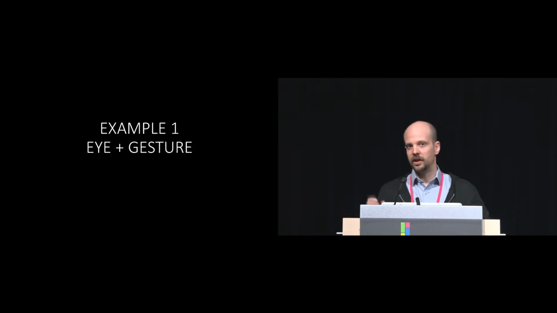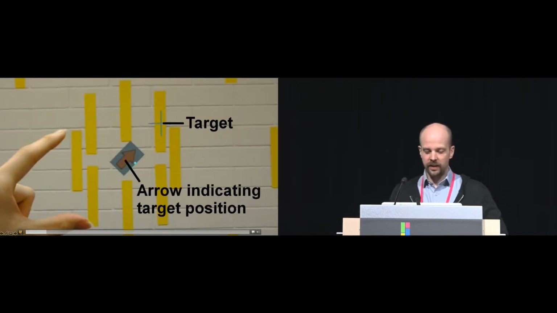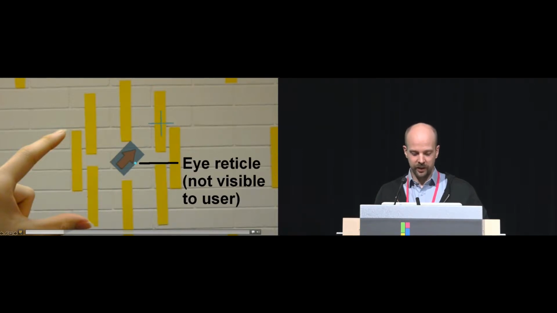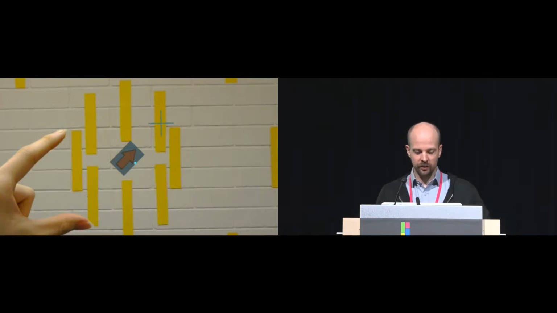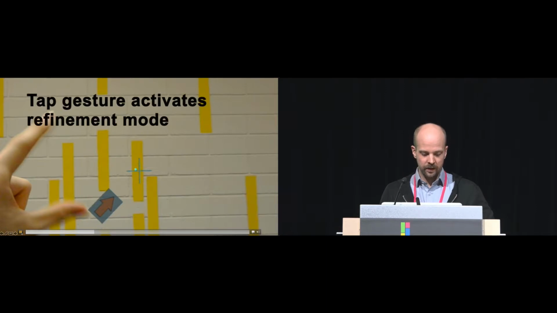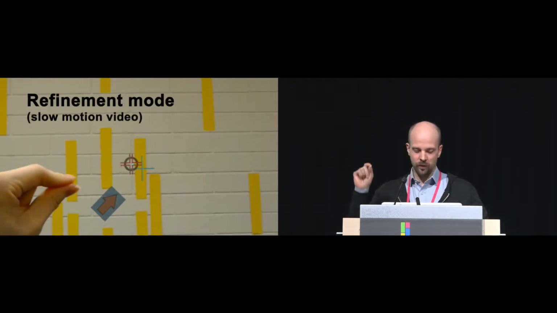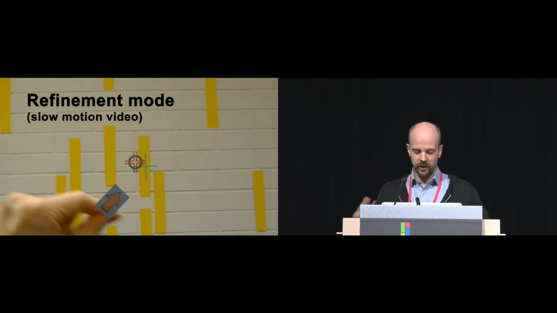Here are still examples of how the experiment actually looked. So this is eye gaze with gesture refinement. In this case, the user looks at the target and then makes the refinement with a gesture. The eye reticle shown here wasn't shown to the user, so it was just for visualization purposes. So the tap gesture activates the refinement mode, and the user refines by moving the cursor to the target.